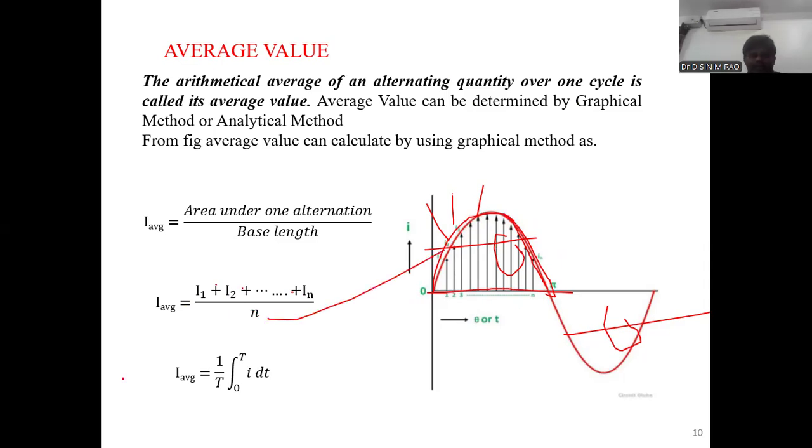Whereas in the analytical method, for the function i(t) or v(t), the average value equals the area under one alternation, the integral from 0 to T of i dt if it is a current signal, or v dt if it is a voltage signal, divided by the base length, the time period T. In this way, we can calculate the average value. So average value equals the arithmetic average of all instantaneous values of current or voltage over one cycle. For a symmetric waveform, it should be calculated for the half cycle only. For an unsymmetric waveform, it should be calculated for the full cycle.